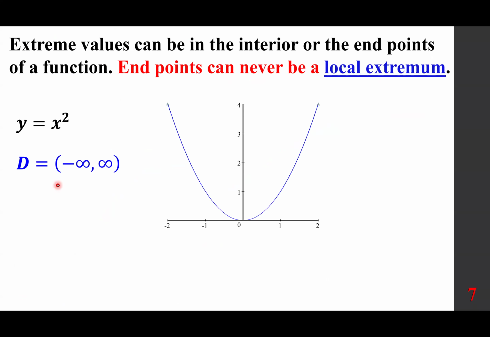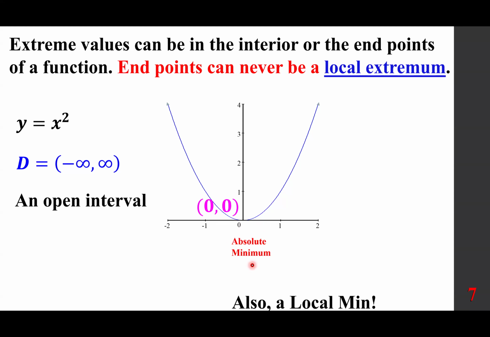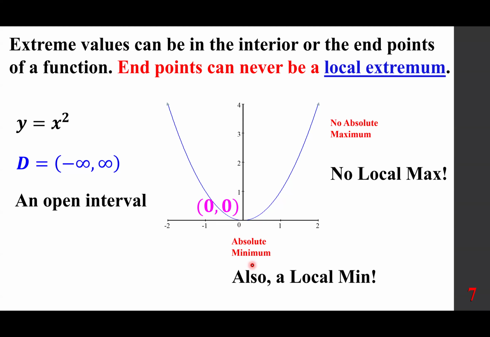That's important to understand. So we're going to look at y equals x squared, a parabola that opens up. As you know, it's a polynomial of degree 2 with the domain being all real numbers. So this is an open interval. I hope you recognize this as a local minimum at 0, 0. And since no other point has a smaller y-coordinate, it's also an absolute minimum. So this point is an absolute minimum as well as a local minimum. But we don't have a local or absolute max.